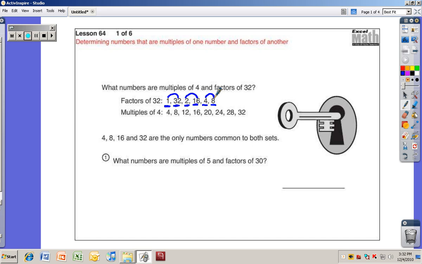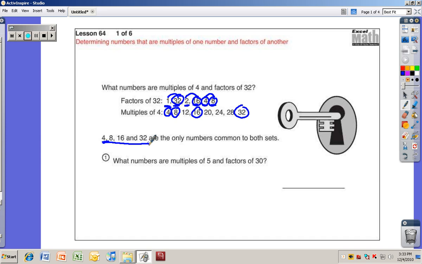So the only numbers that are common in both sets are 4. You have a 4 here and a 4 here, and 8 is in both lists, 16 is in both lists, and 32 is in both lists. And so your answer is 4, 8, 16, and 32.